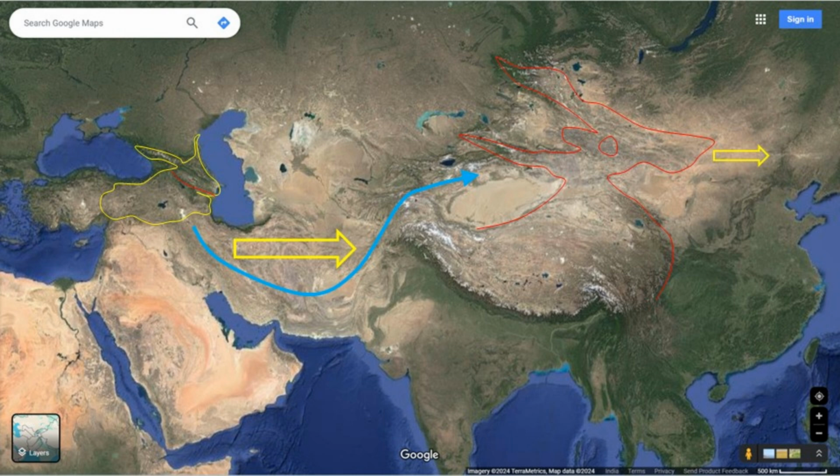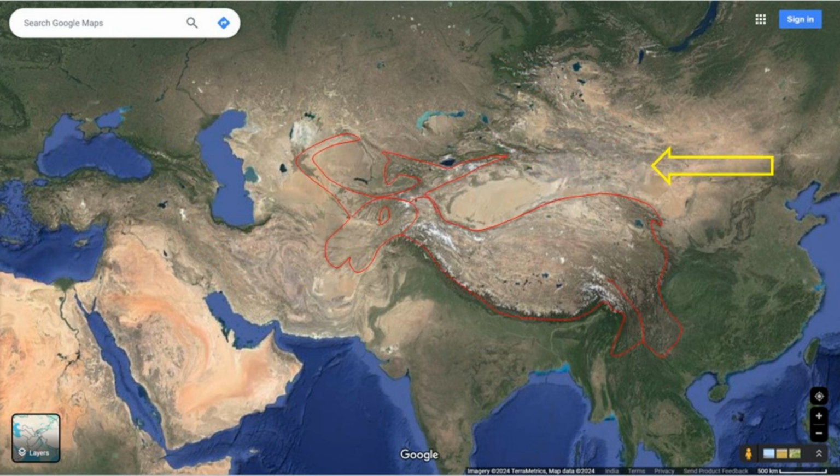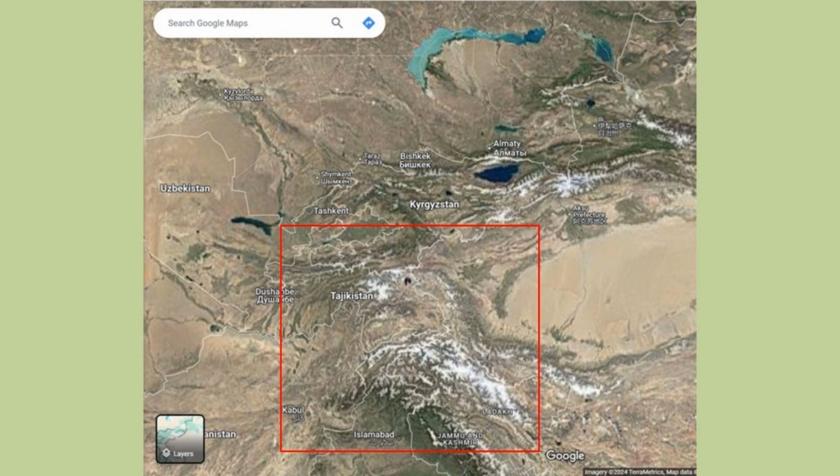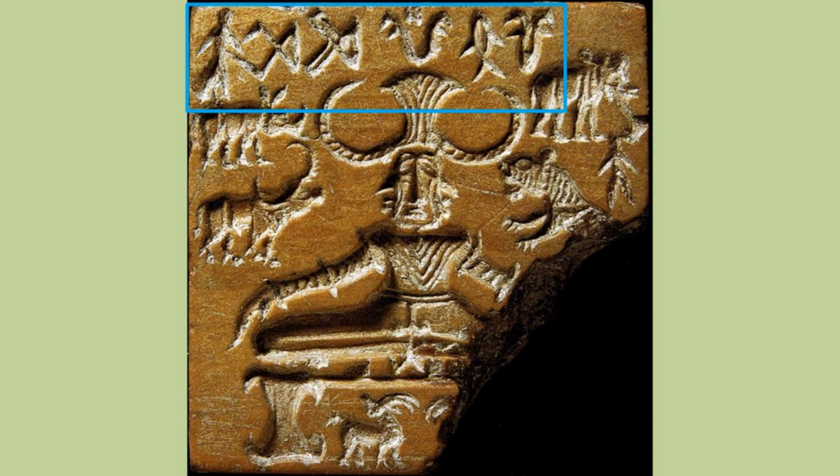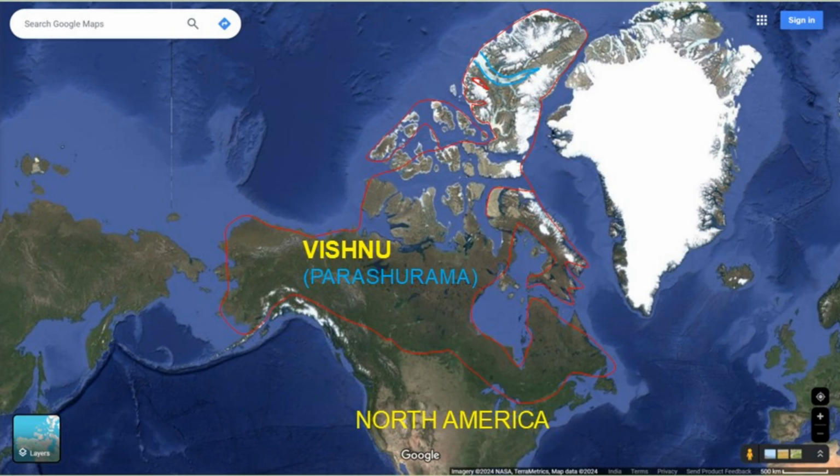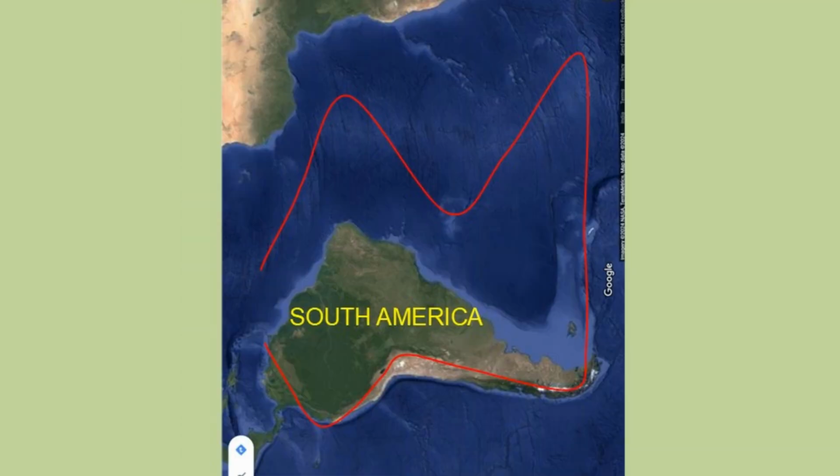This indicates that the humans started migration from this area of the Mediterranean Ocean towards east, reached up to the eastern margins of China, and finally settled in Central Asia. The symbols present at the top of the seal are the boundaries of the neighboring empires. The first symbol in the form of a man is related to the North American continent with a few northern parts of Asia, which is an avatar of Parashurama, whereas the second symbol represents the South American continent.